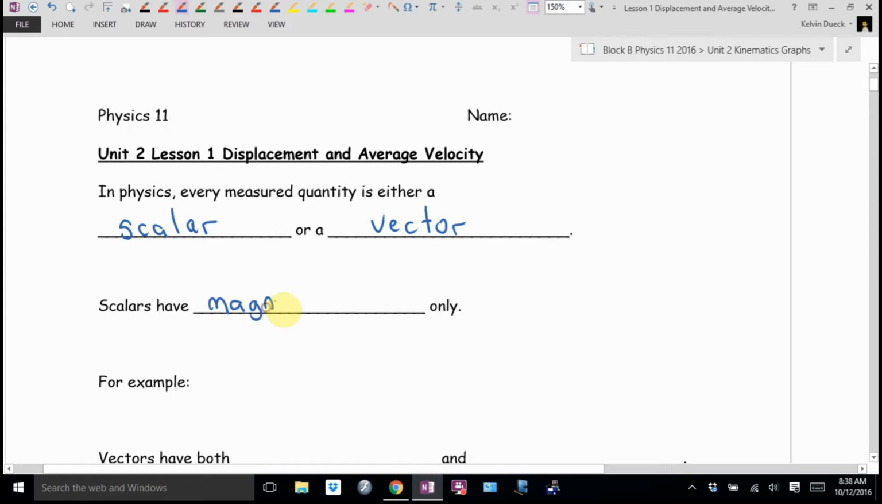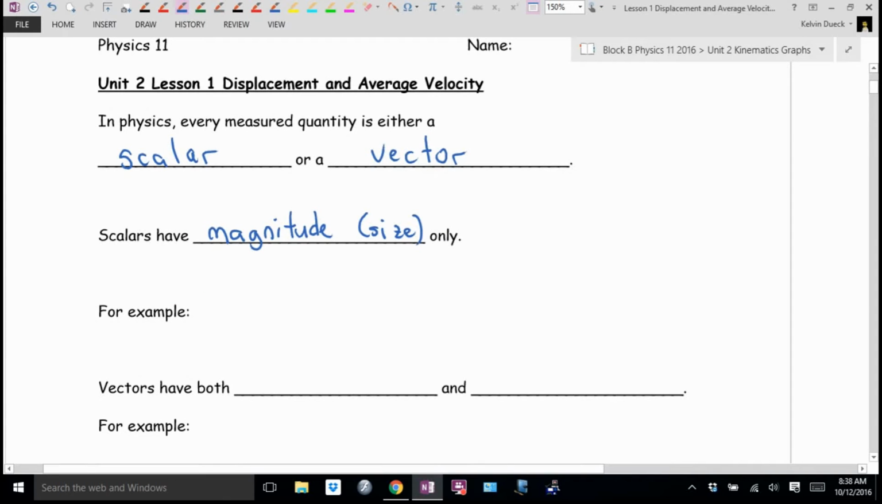Scalars have magnitude only. Magnitude is a fancy schmancy word for size. But size implies taking up space. Time is a scalar. It doesn't take up space, but it has a magnitude. How many seconds? Magnitude. Okay?